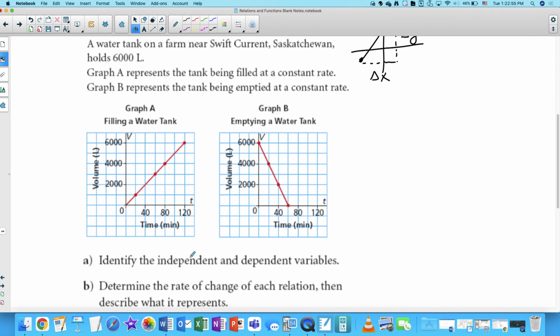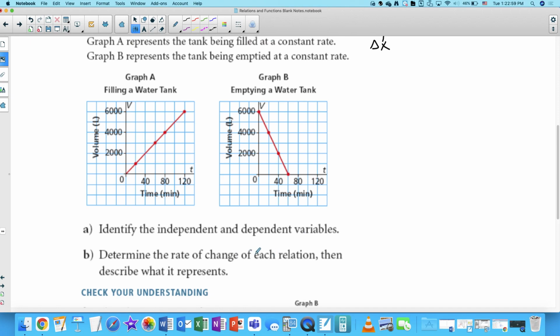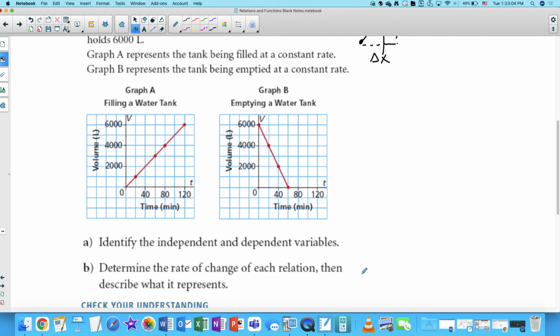So let's start with dependent and independent variables. Which is which? Yep. Time's independent and volume is dependent. Yes. All right, rate of change.